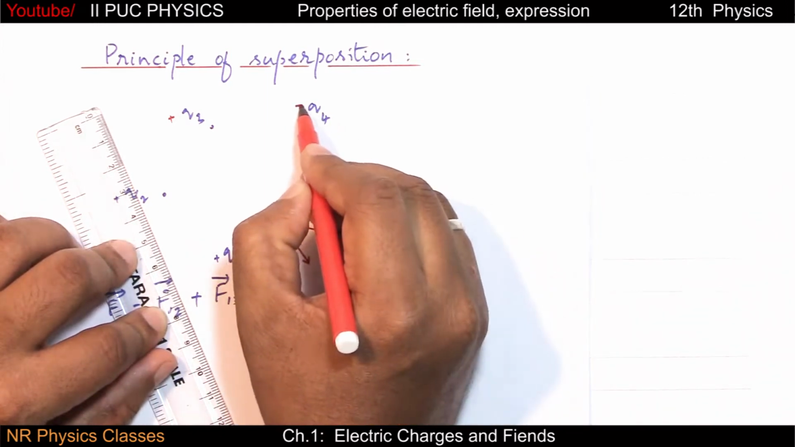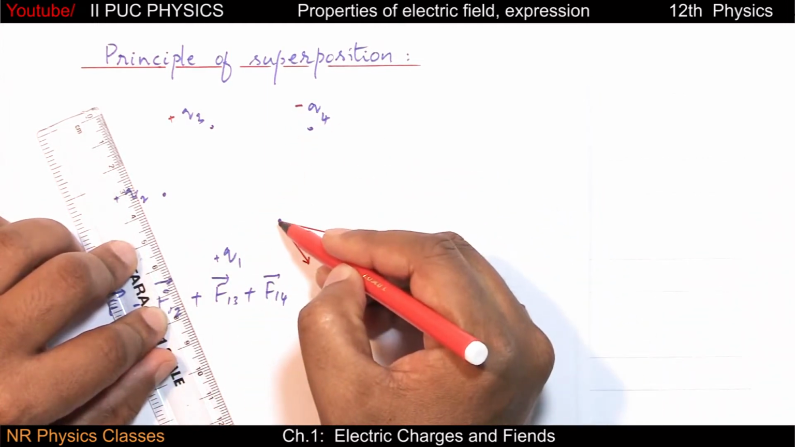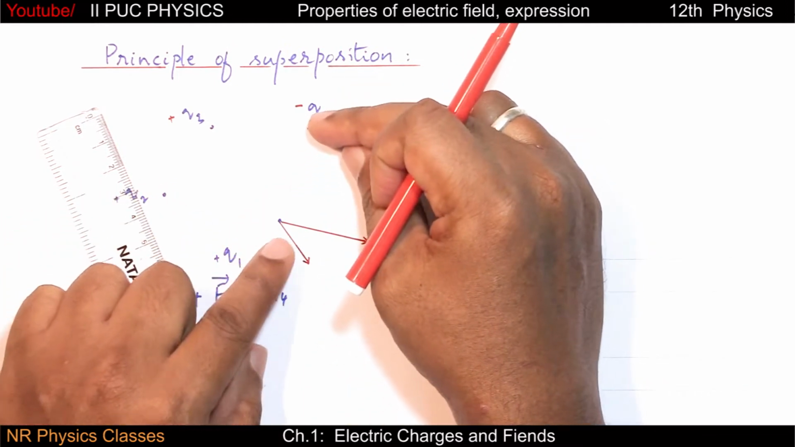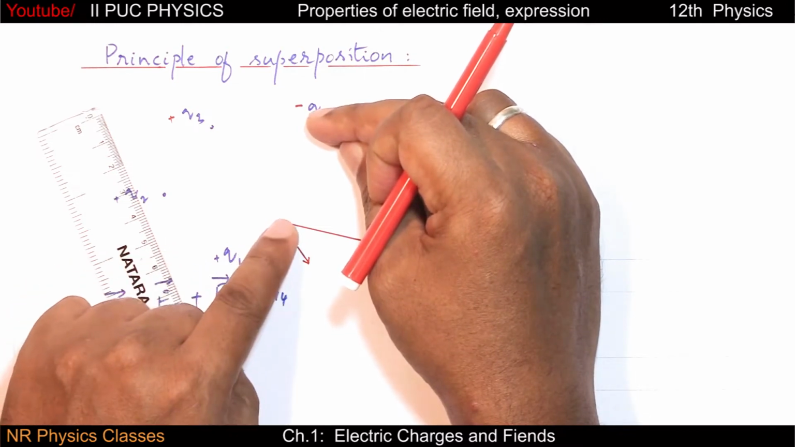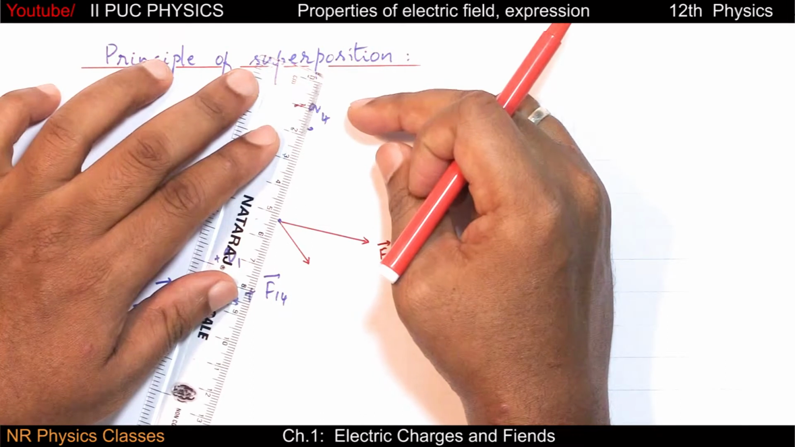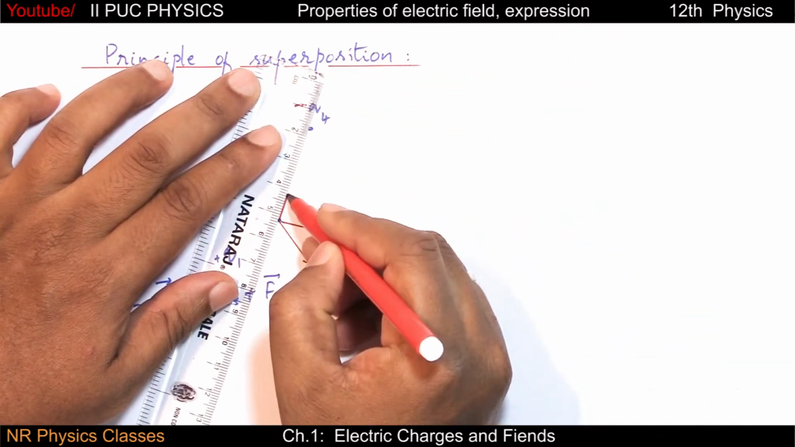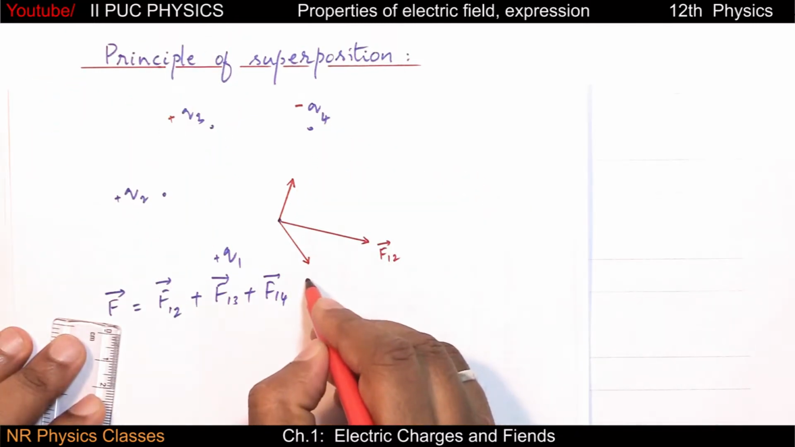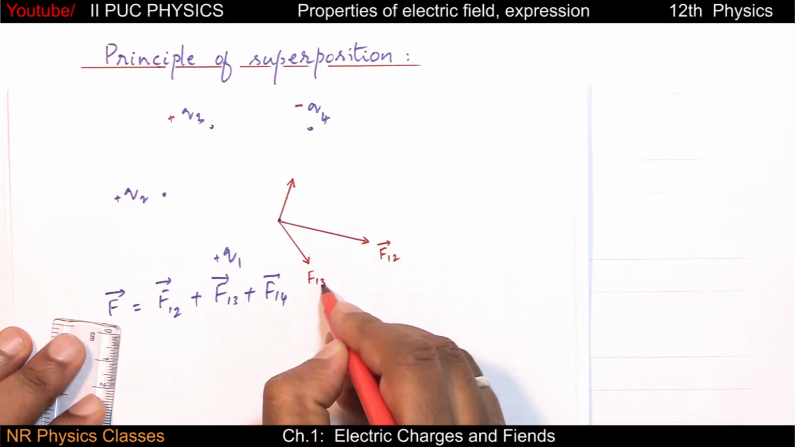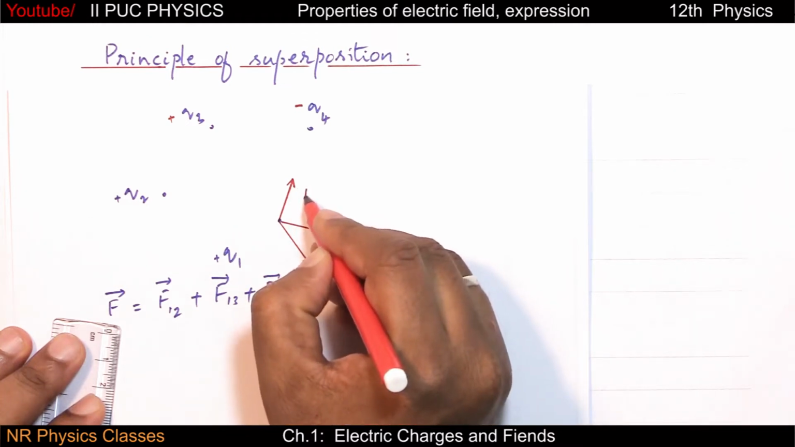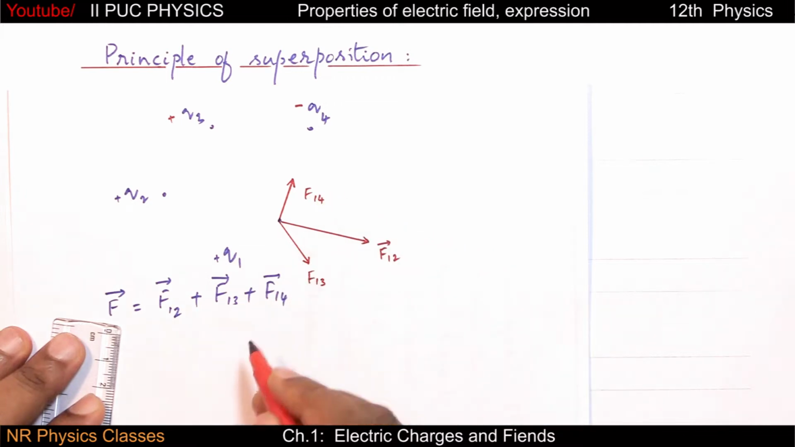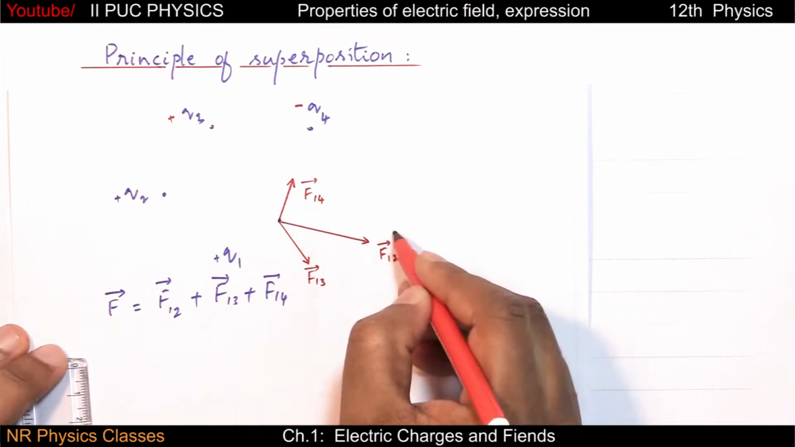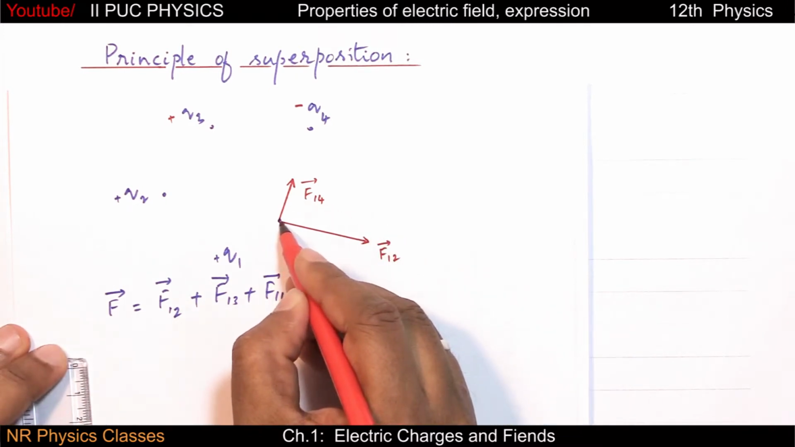Suppose Q4 is negative, then there is attraction between these two. Attraction means like this. Again, concentrate only on Q1, the direction in which Q1 moves. Therefore, this is force on Q1 due to Q4. This is F13. This is F14. Now we have to find the resultant of these three vectors. Resultant of these three gives the resultant force on Q1 due to other three charges.